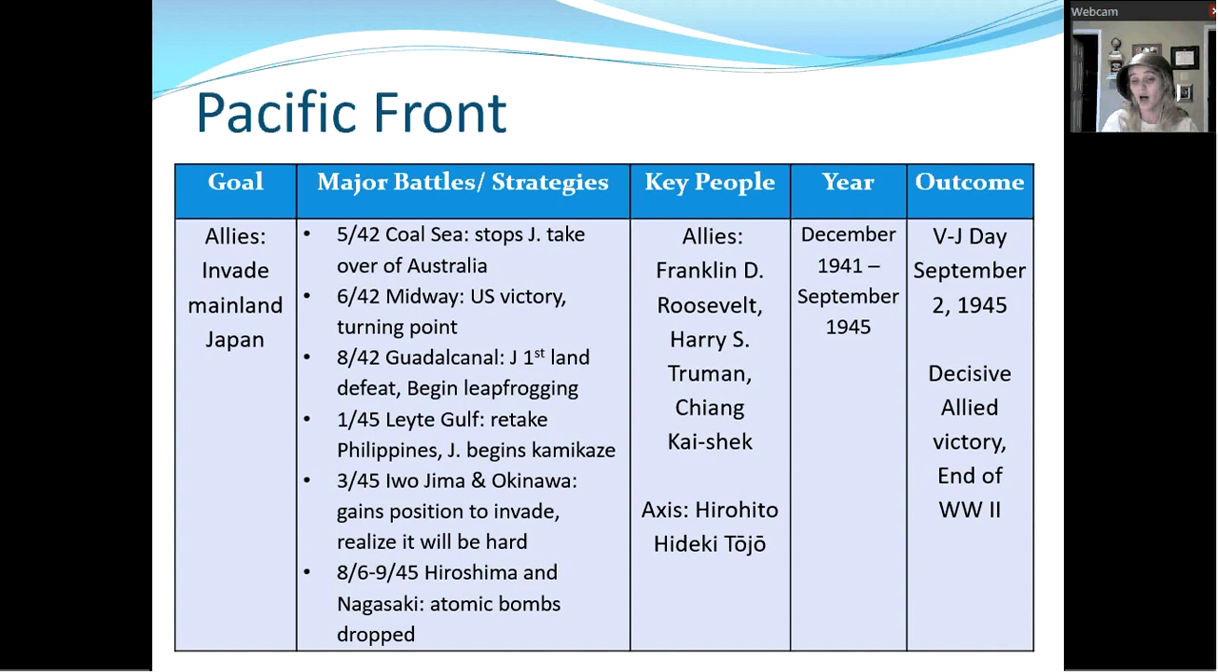I mean, it's a bomb, essentially. And so this is something that's pretty devastating, and it really kind of shows the Americans the extent of what the Japanese are willing to do for this war.